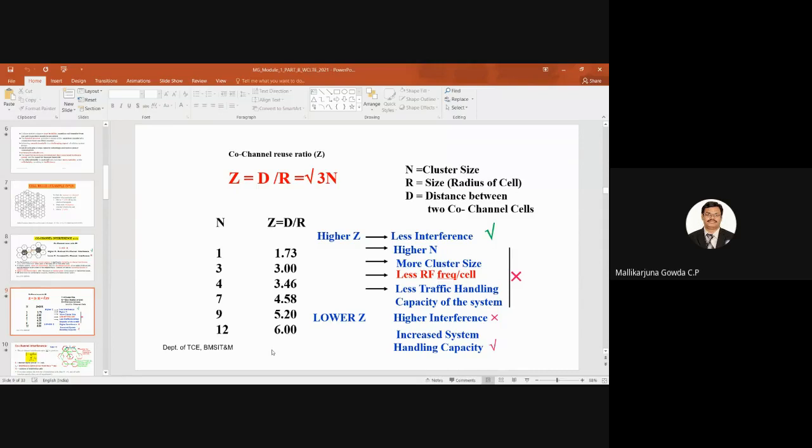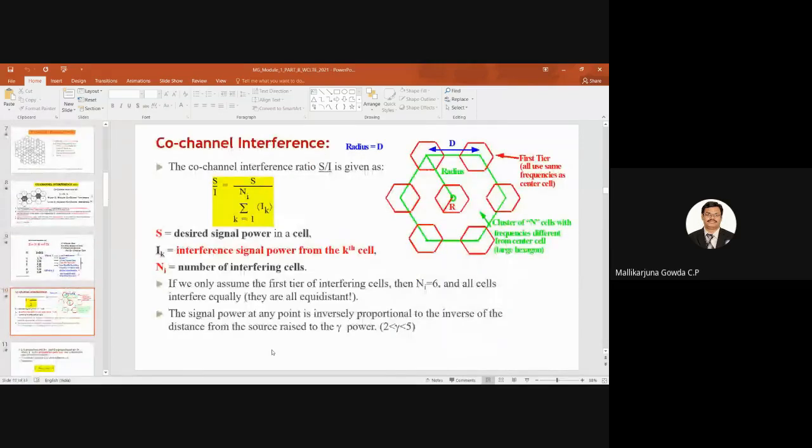So I talked about co-channel interference. How do we define that? It is the ratio of the desired signal to the interfering signal, right? And I said with the cluster size of 7 in the first tier, how many interfering cells will there be with the desired signal? If the desired signal is at the center cell, then I will get 6 interfering co-channel cells. I discussed how it is related.